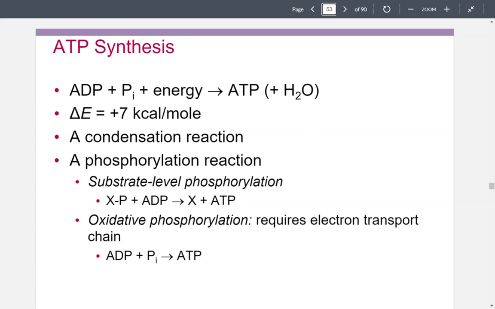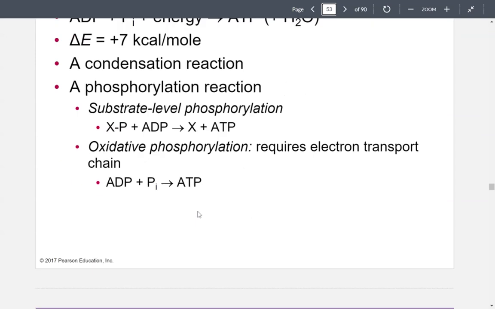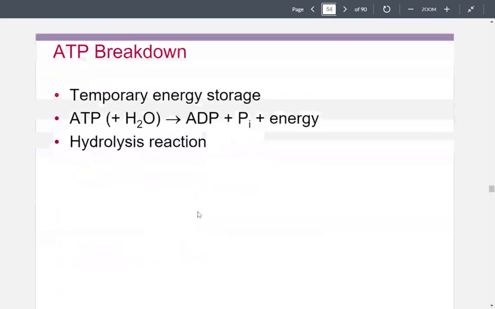If we are going to have a substrate level phosphorylation, that's going to involve an XP plus ADP. So we're going to end up with ATP plus water plus another end product. However, if we have oxidative phosphorylation, this is what happens during the electron transport chain. We have a free-floating phosphate that can be attached to our ADP. ATP is a temporary storage. This is not meant to be permanent.